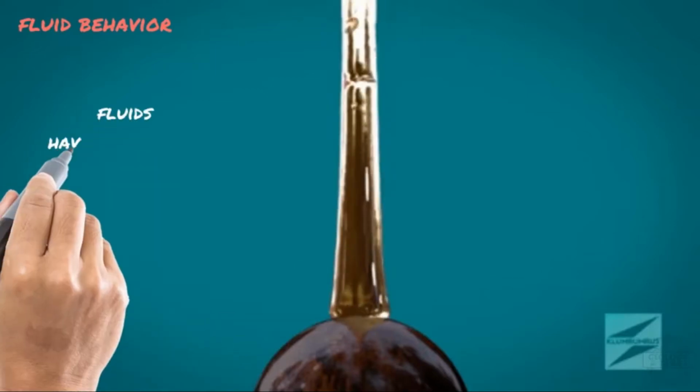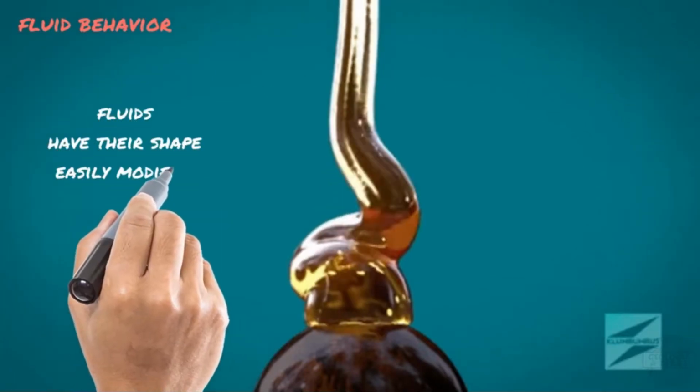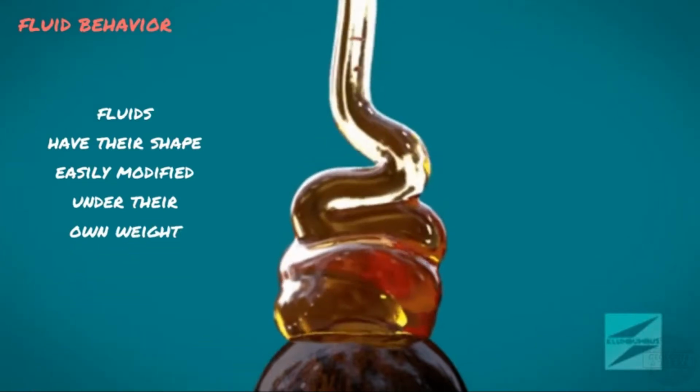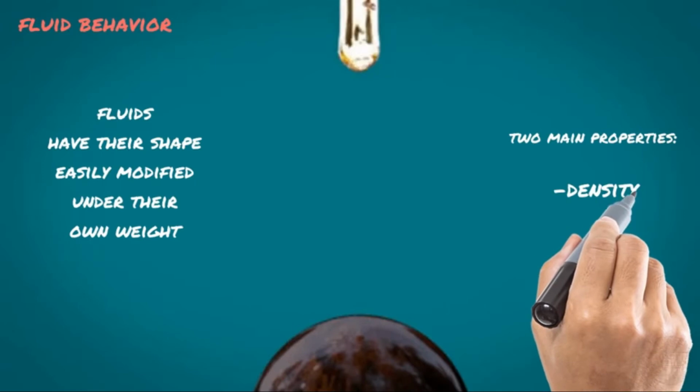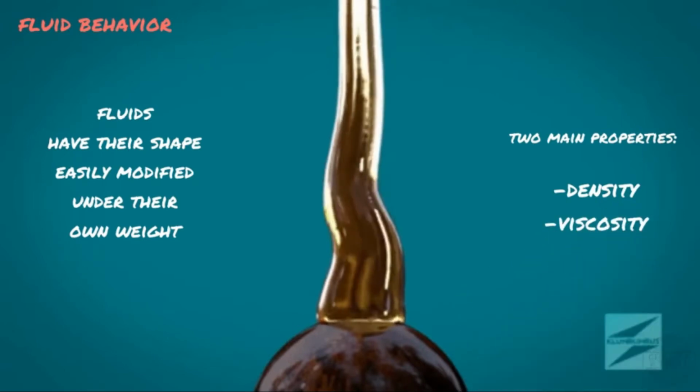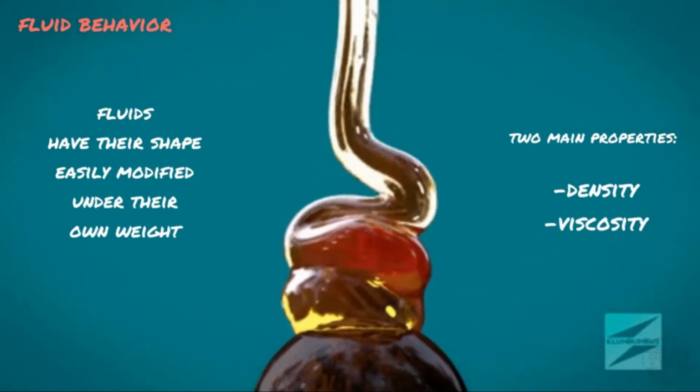So, fluids are substances that have their shape easily modified under the action of their own weight. They have two main properties, density and viscosity, which will directly affect the ability of a fluid to erode and transport sediments.